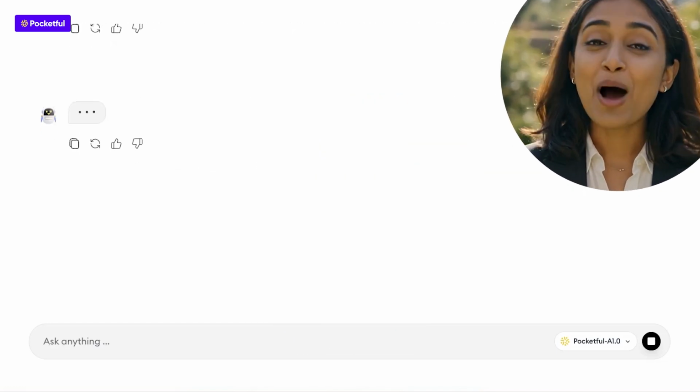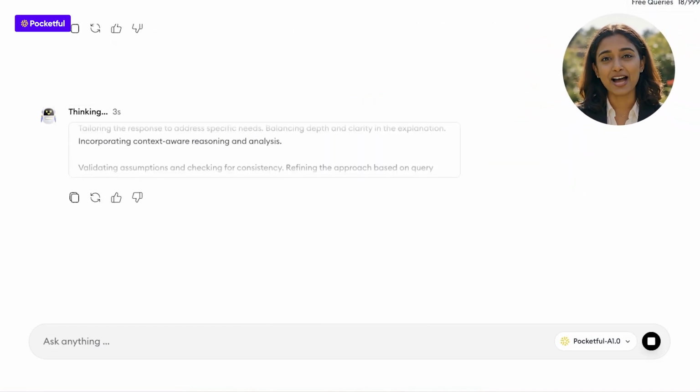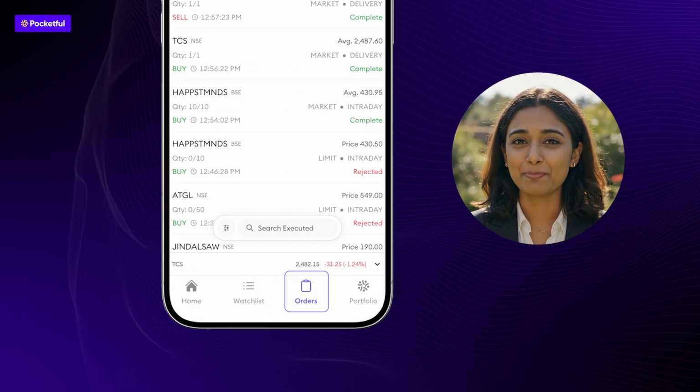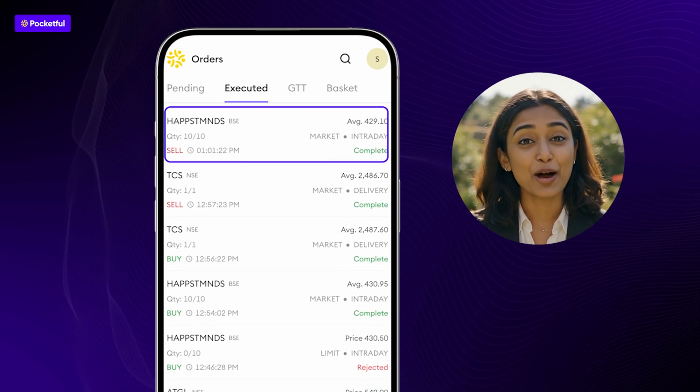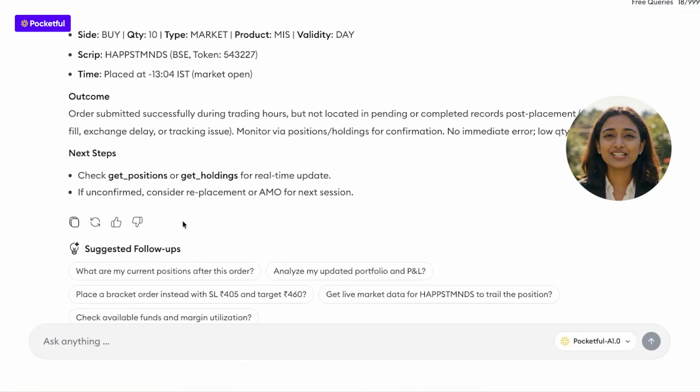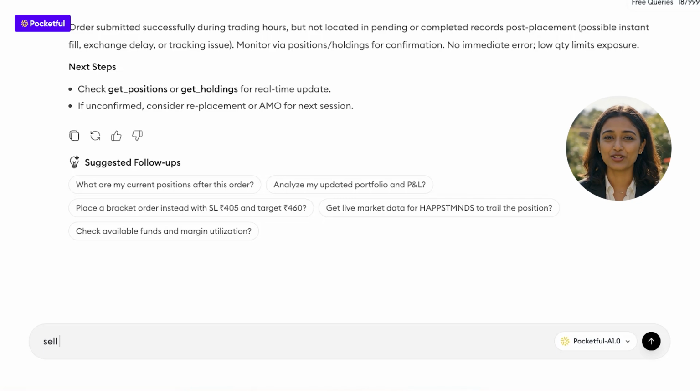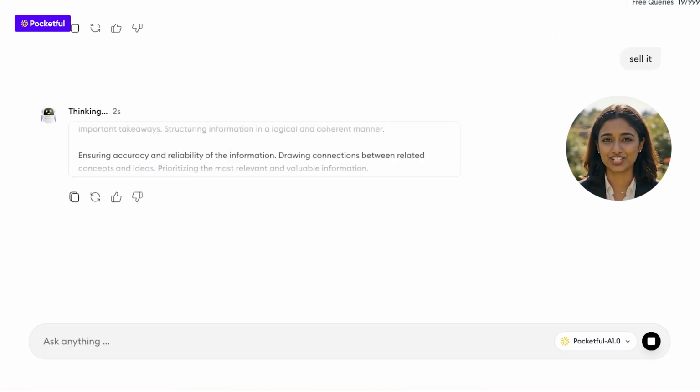Once confirmed, Pocketful GPT automatically places the buy order through the Order section in the Pocketful app, and the executed trade is reflected directly in your portfolio. After executing the buy order, you can also sell the shares using Pocketful GPT. Simply provide a prompt to close or exit the position.